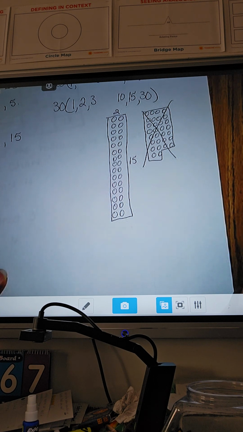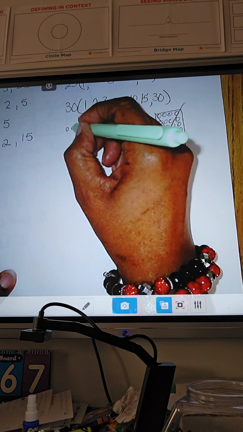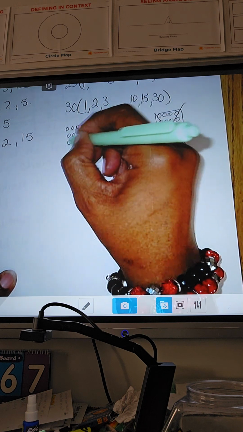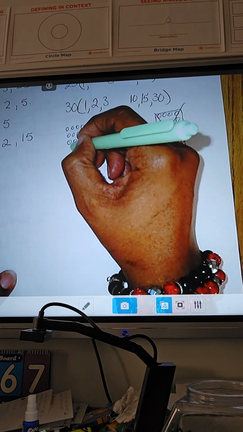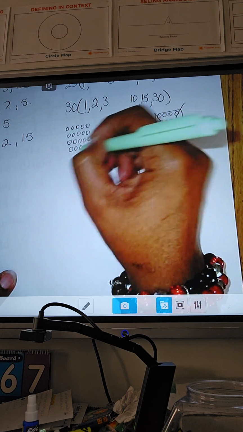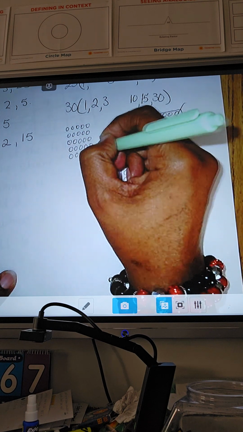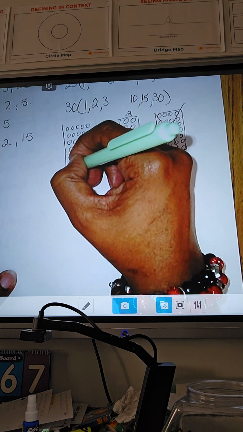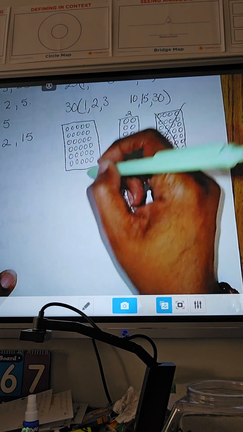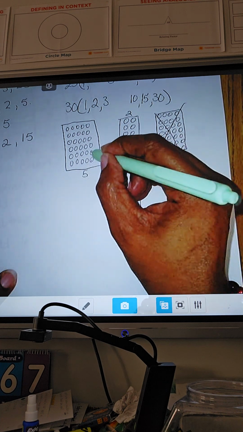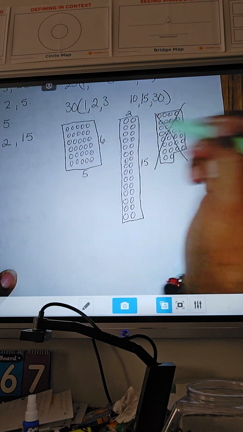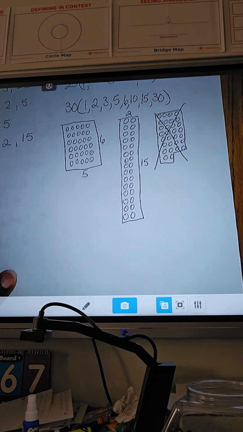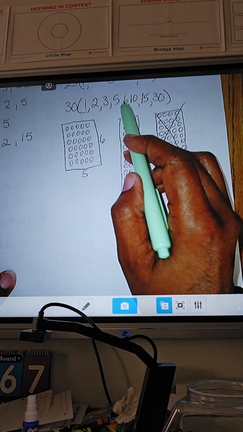Okay, what about 5? 1, 2, 3, 4, 5, up to 30. That tells me that 5 does work. 5 times what? 1, 2, 3, 4, 5, 6. 5 times 6 is 30. Okay? And I know that I'm done because 5 and 6 are next door neighbors.